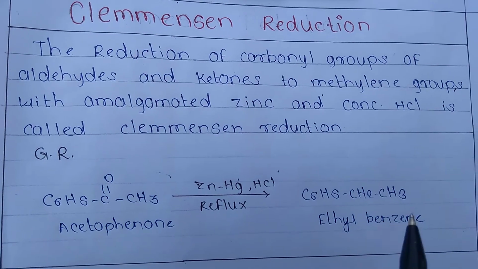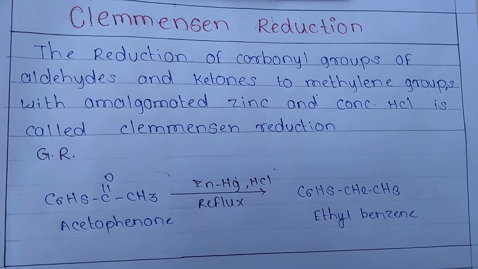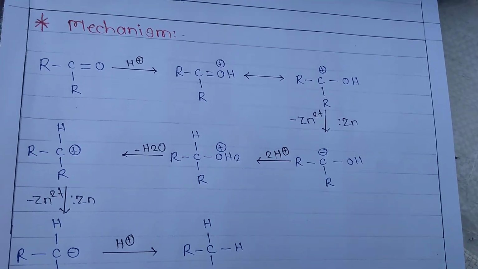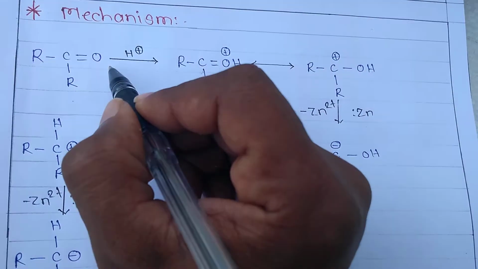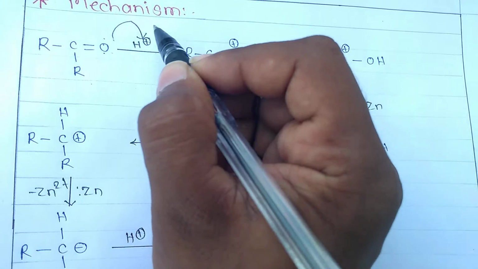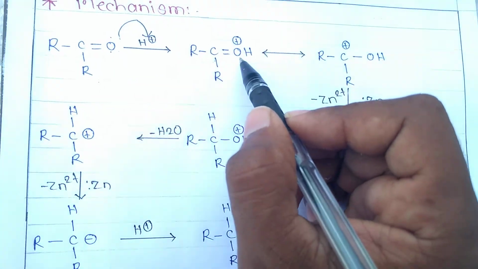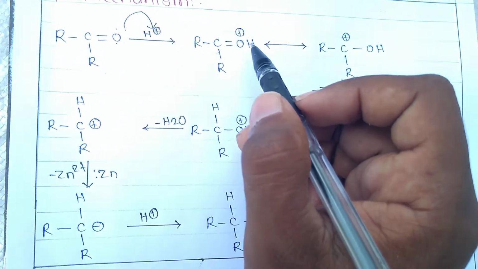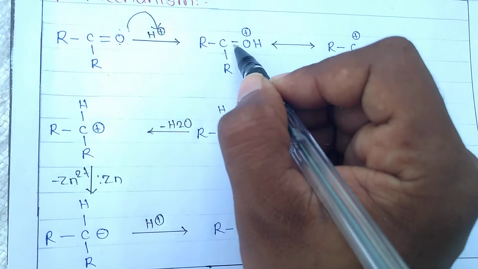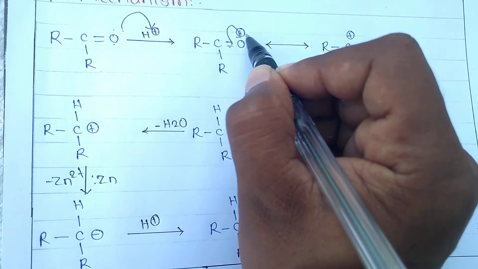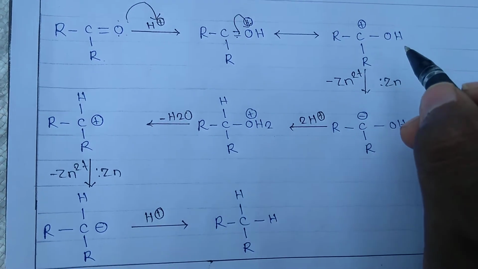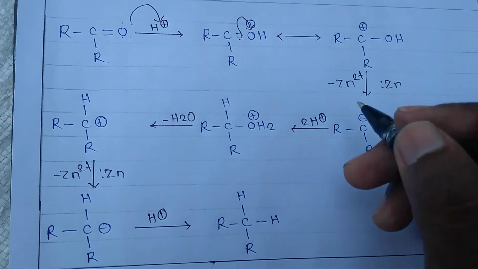Now let's see the mechanism of Clemmensen reduction. Here the lone pair of oxygen takes H plus and formation of RCOOH plus takes place. Then this bond attacks on OH. It is a resonance stabilized structure, R C plus OH and R.